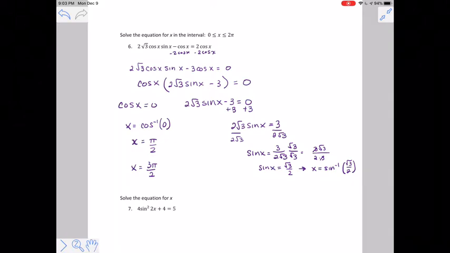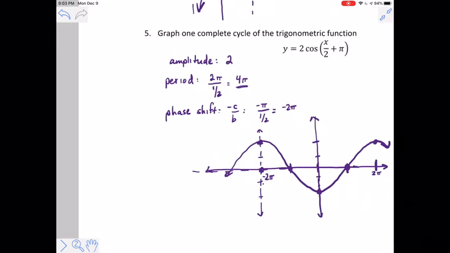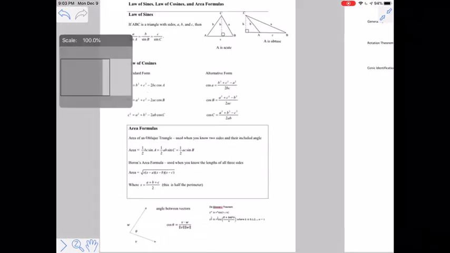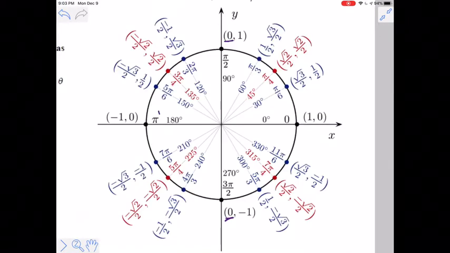So sine deals with y values, so going back to the unit circle, we need y values along the unit circle that are square root of 3 over 2. So I see one here, and I see one here. The rest of the y values will be negative, so that happens at pi thirds and 2 pi thirds.